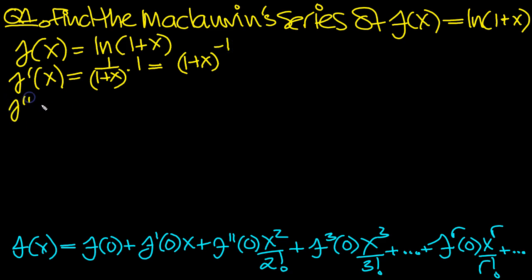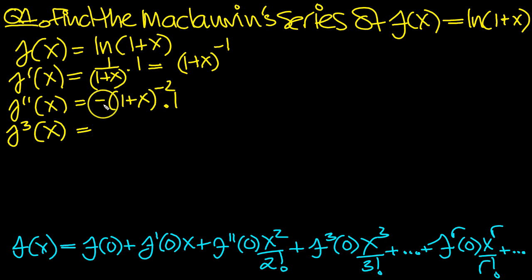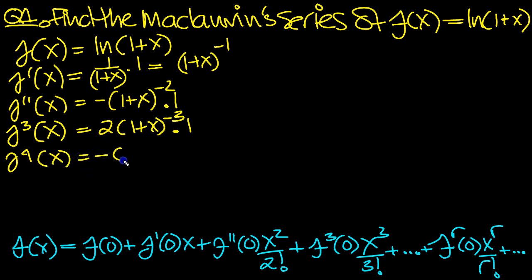Now f double dashed. Differentiate this. Power rule: minus the something, one less power, multiplied by the something differentiated, which is 1. F of 3: again use the power rule. Minus 2 comes down to be with the minus to make 2, (1 plus x) to the 1 less, multiplied by the something differentiated. F of 4: the minus 3 comes down to be with the 2 to make minus 6, (1 plus x) to the minus 4, multiplied by the something differentiated.